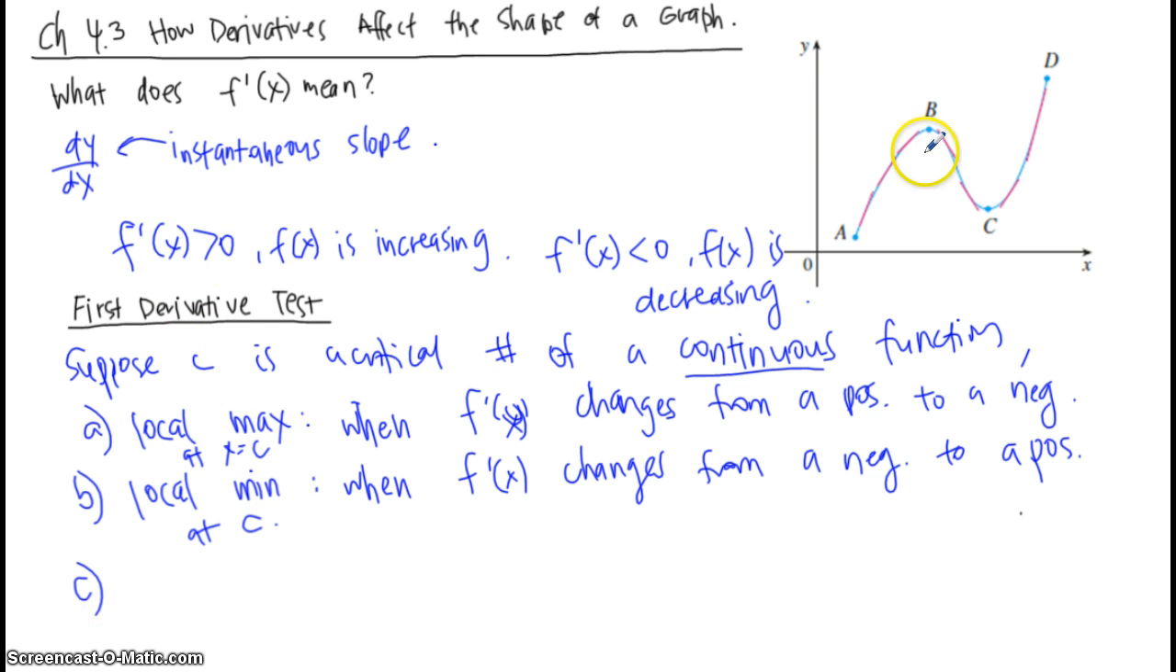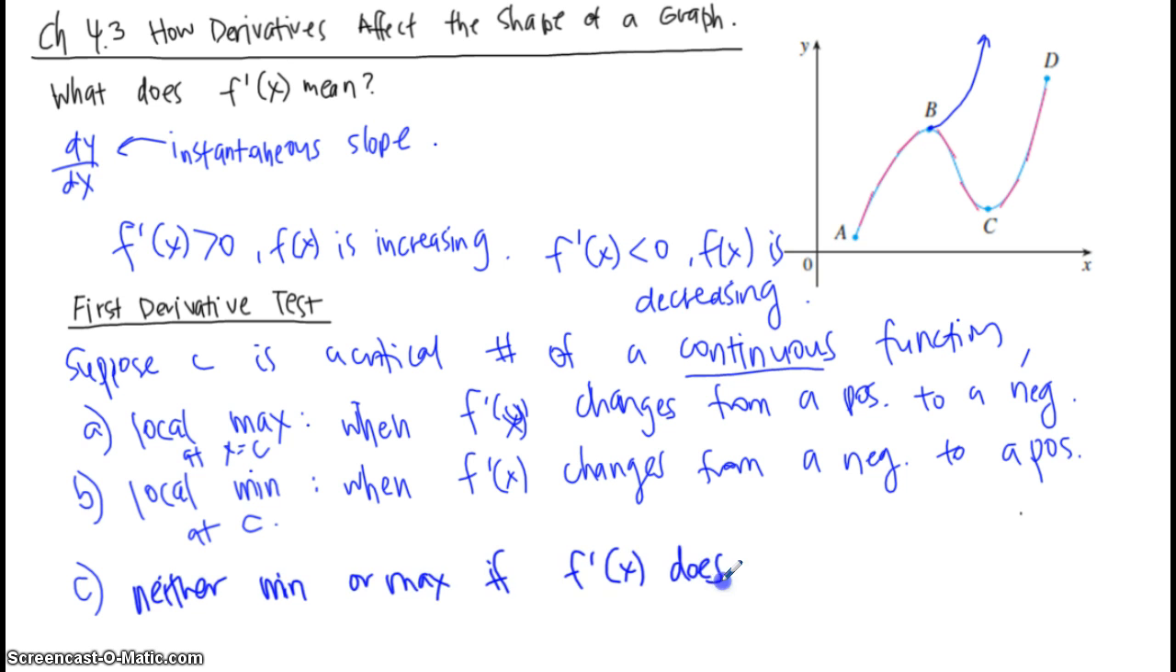The third and last one is like the example that I gave earlier, where if the graph was an x cubed graph, the slope can be 0 at that point, but if it doesn't actually make the switch, it is neither a local min nor a local max. So it is neither min nor max if f prime of x does not change sign at the point C.